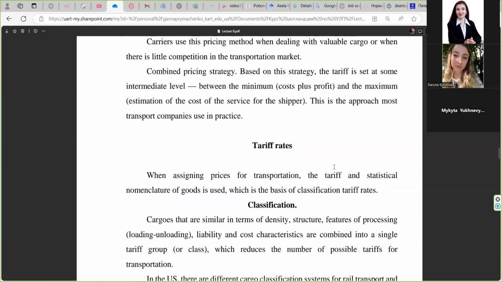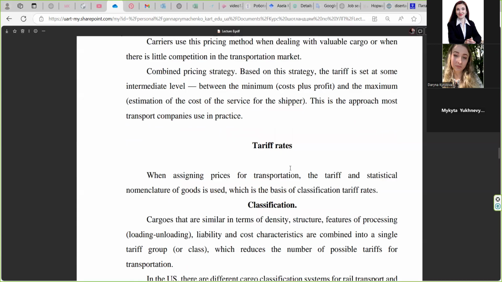Combined principal strategies, of course, are more useful and more often used. Based on this strategy, the tariff is set at some intermediate level between the minimum cost plus profit and the maximum estimation of the value of the service for the shipper. This is the approach most transport companies use in practice. Of course, because sometimes it is difficult to use only the first strategy or the second strategy, it is better to combine these different strategies.